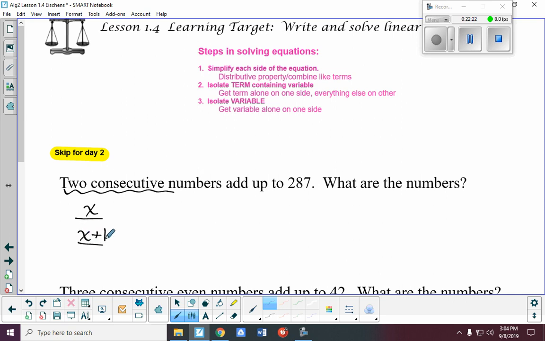So those are two consecutive numbers. They add up to 287. So just take the first number plus the second one, they equal 287. So 2x plus 1 equals 287, and we just solve.